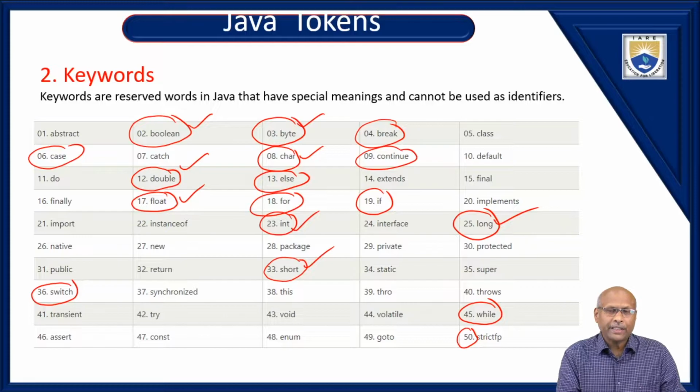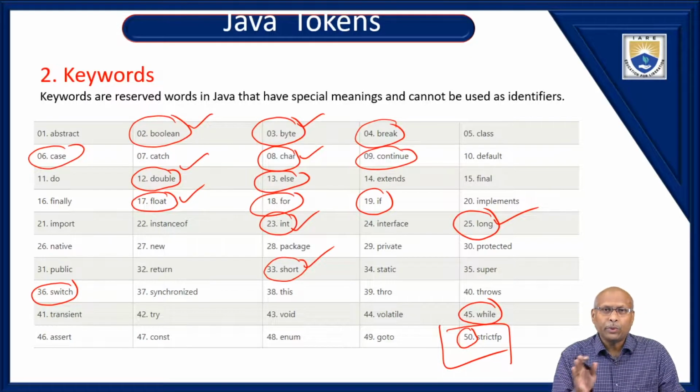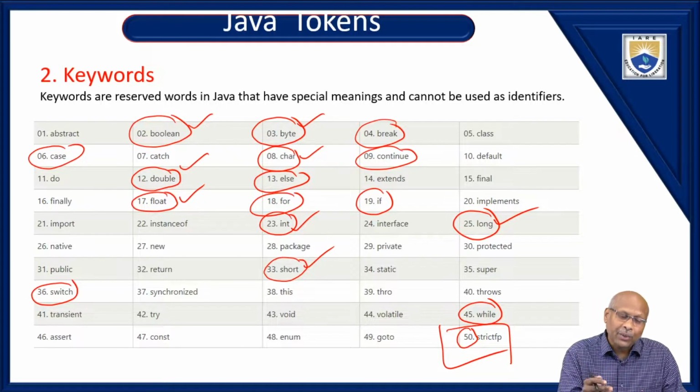So here how many keywords are there? Totally 50 keywords are there. Those keywords are reserved words. You should not use them as identifiers. They should be used for the specific purpose. That means whenever you want to declare a data type, use the data type related keywords. Similarly, if you want to write your control flow statement, then you write the keywords related to control flow.